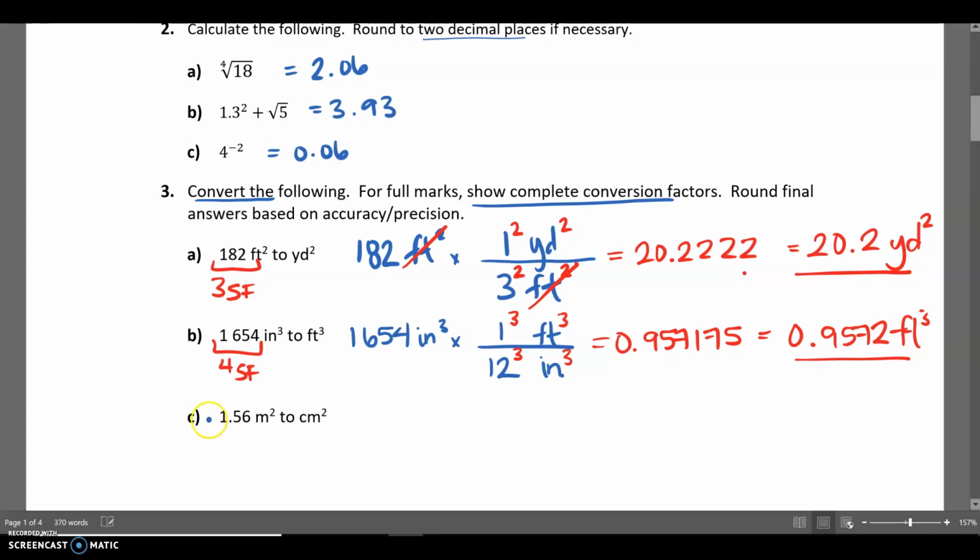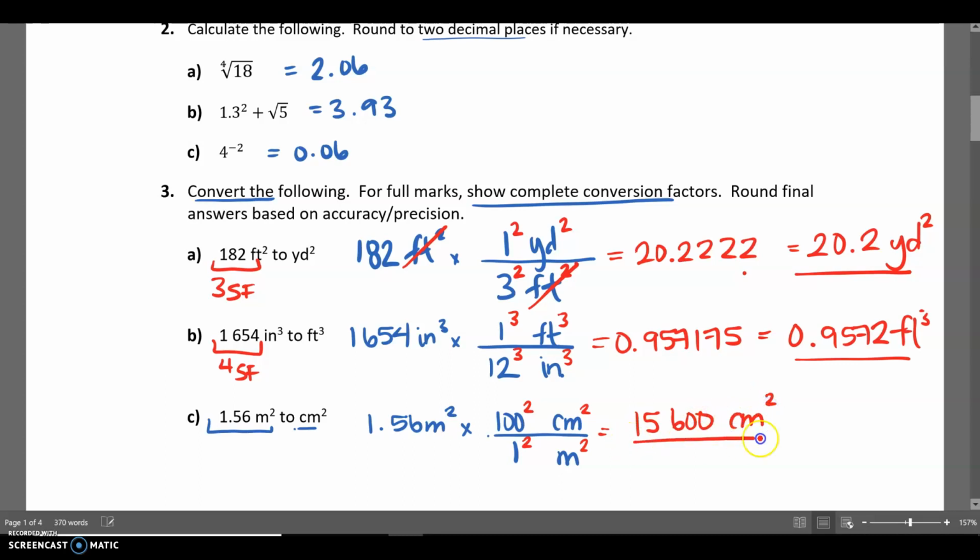In the final example, I have 1.56 square meters converting to square centimeters. So I start with what I'm given, 1.56 square meters. My unit conversion set up to cancel out meters, so it goes on the bottom. I want centimeters on the top. I know there are 100 centimeters in 1 meter. If I want to square the units, I square the numbers in the conversion factor as well. So I can do 1.56 times 100 squared is 15,600 centimeters squared. There were 3 significant figures in my original measurement, and there are 3 in my final answer, remembering those final 2 zeros are not significant.